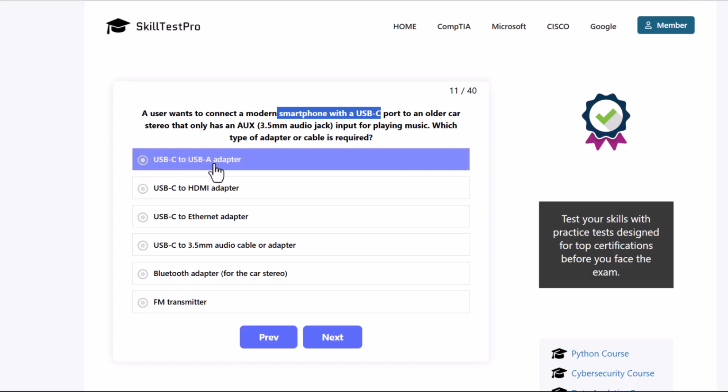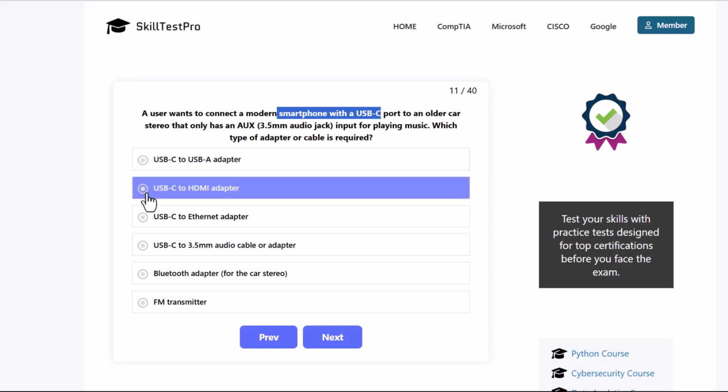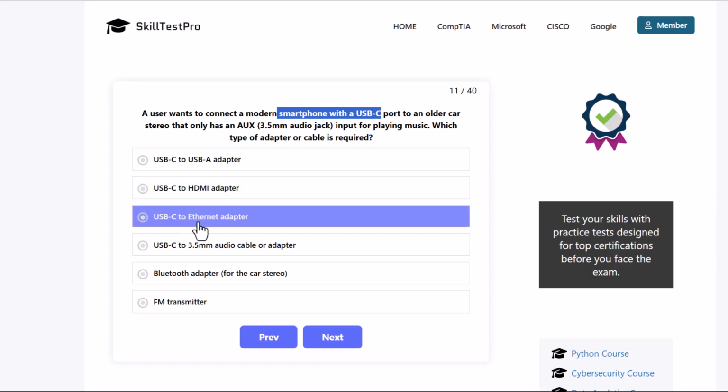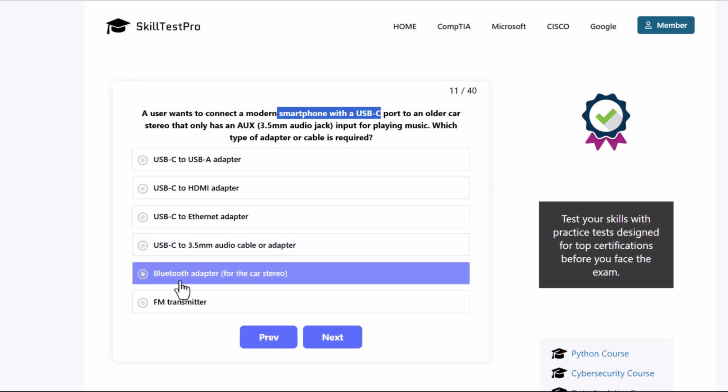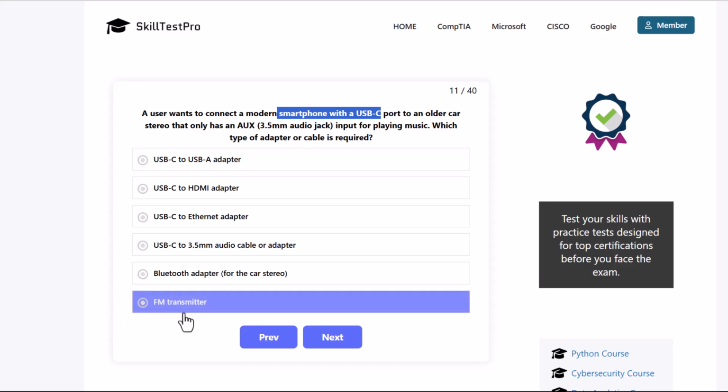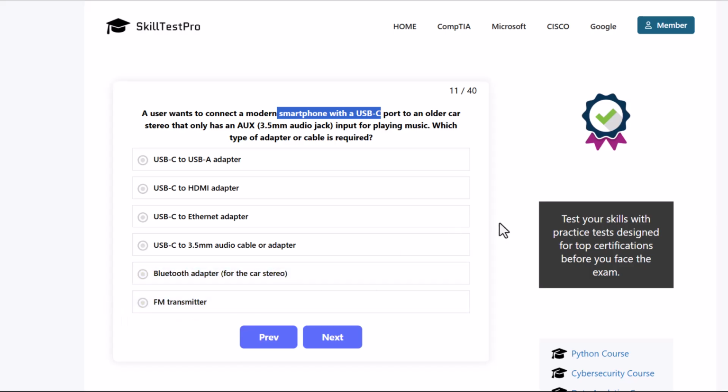USB-C to USB-A adapter, USB-C to HDMI adapter, USB-C to Ethernet adapter, USB-C to 3.5mm audio cable or adapter, Bluetooth adapter for the car stereo, or FM transmitter. Which would be the correct answer here? Before we started looking at the answers, I already gave you the correct answer.